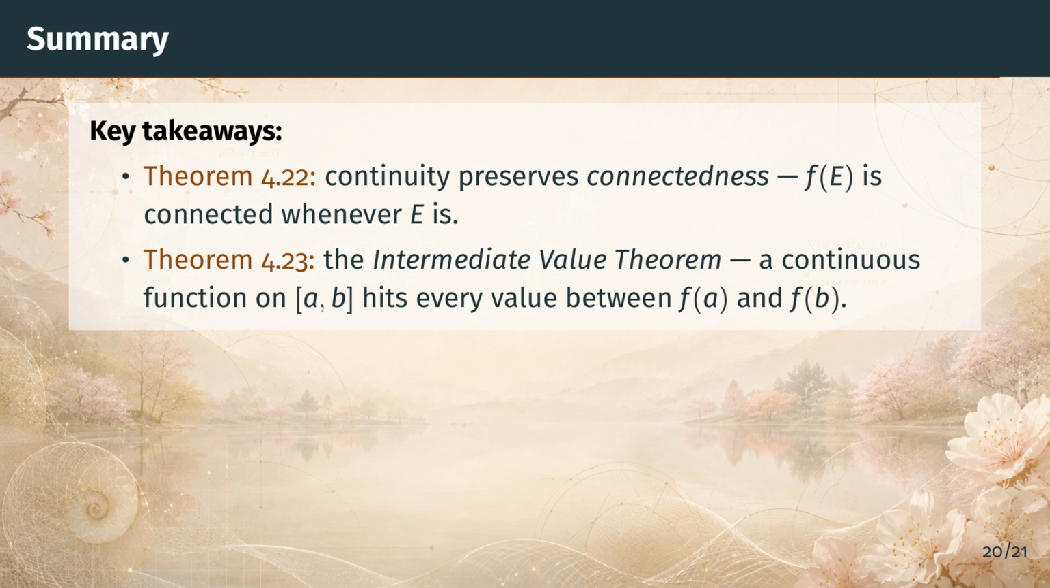The second takeaway is the celebrated payoff, the Intermediate Value Theorem. A continuous real function on a closed interval takes on every value between its endpoint values, and the proof was almost free. Sandwich Theorem 4.22 between two applications of the Chapter 2 fact that connected subsets of the line are exactly the intervals. This is a beautiful example of how a general topological theorem yields a concrete classical result.